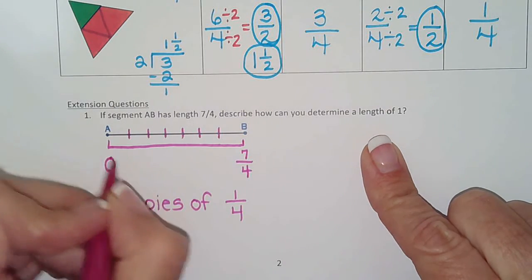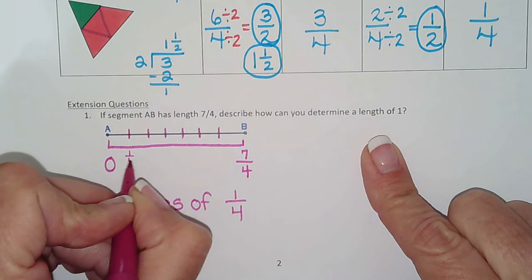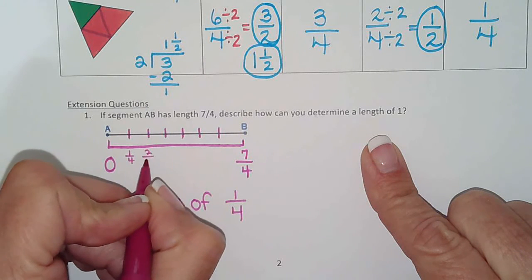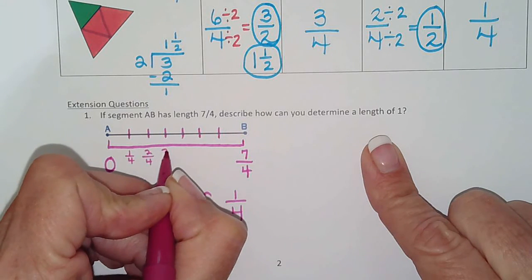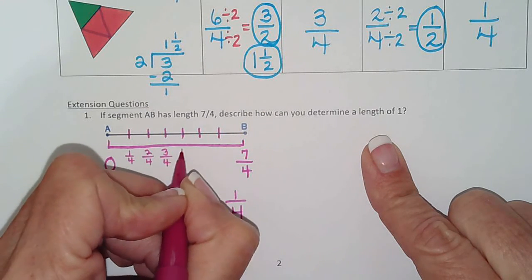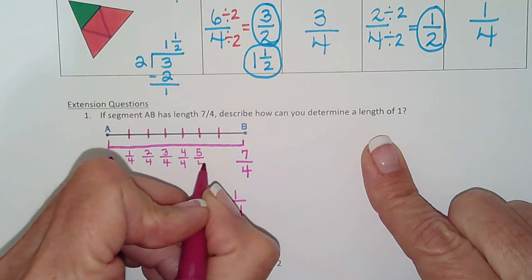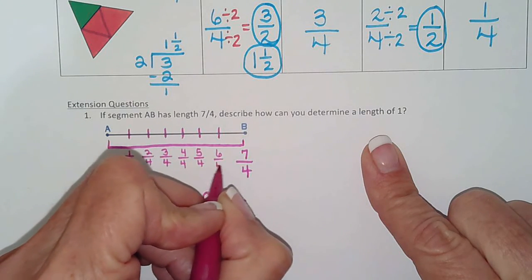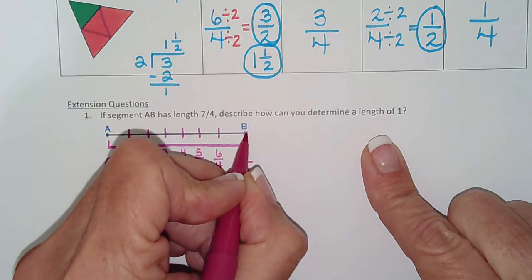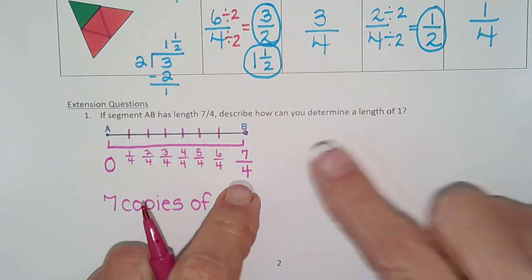So let's go ahead and write those in. So 1/4 is here, 2/4 is here, 3/4, 4/4, 5/4, 6/4, and that would make this last one 7/4 as they said it was.